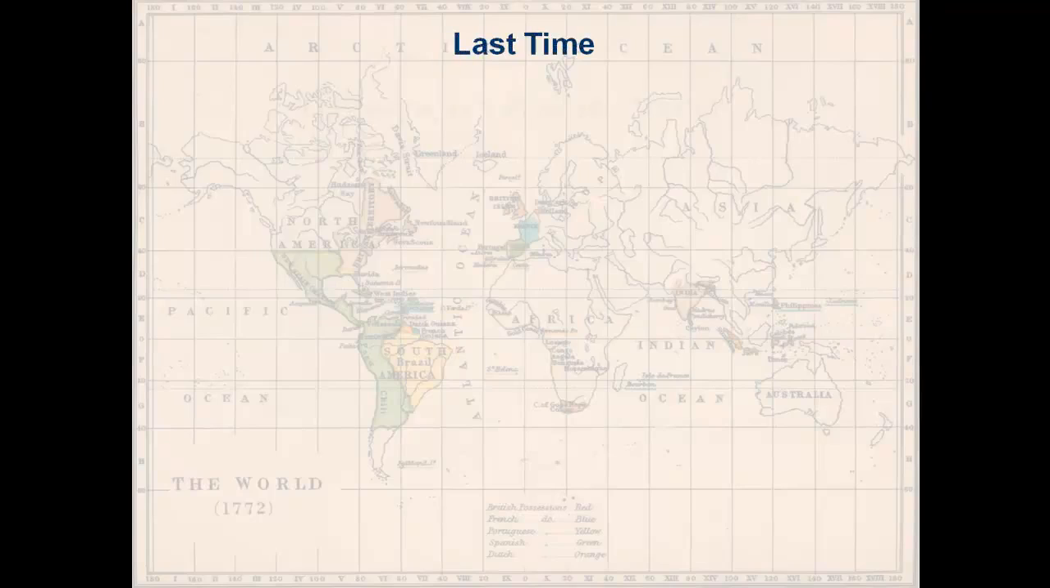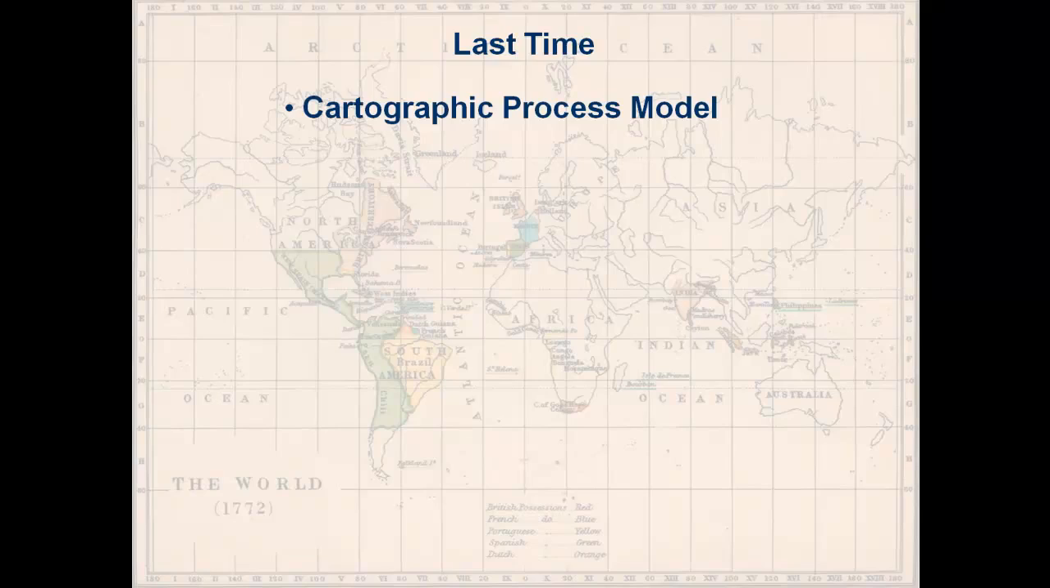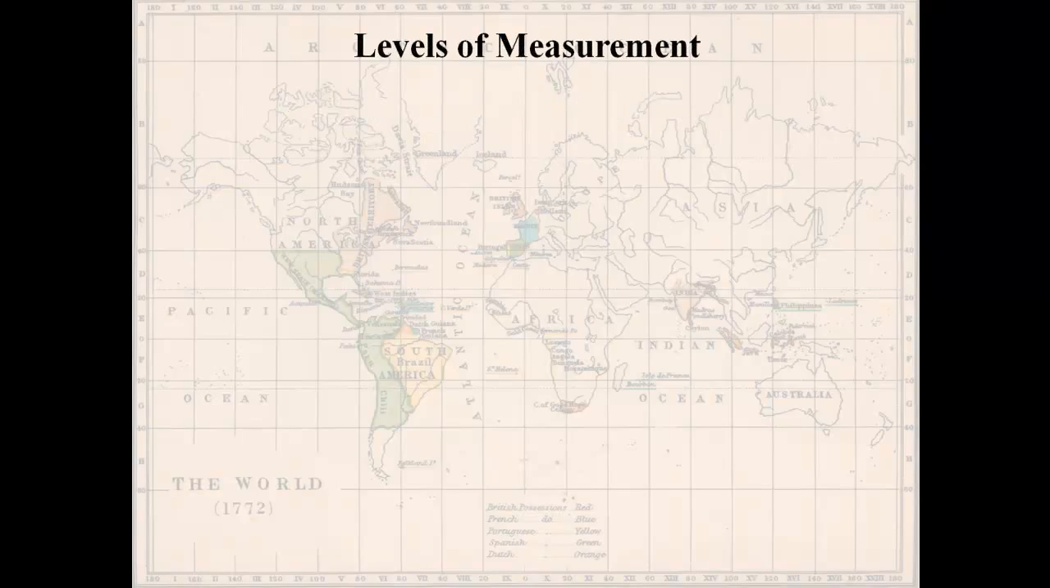Last time I talked a little bit about a cartographic process model, and it's about using a specific cartographic language to convey a message to a map reader. And the key is using a language that the reader can understand. So one of the components of that cartographic language is the symbology that you use. But before I can talk about the symbology, I need to talk about levels of measurement. And I'll cover this in more depth in the next module.